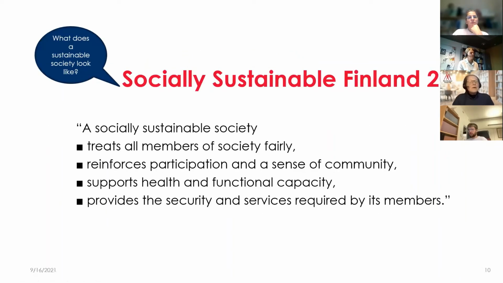There is something that resembles a definition, an attempt at defining what a socially sustainable society does, how it functions. It treats all members of society fairly, reinforces participation and the sense of community, supports health and functional capacity, and provides the security and services required by its members. So here again, we look at how the society functions, how it takes care of its members.